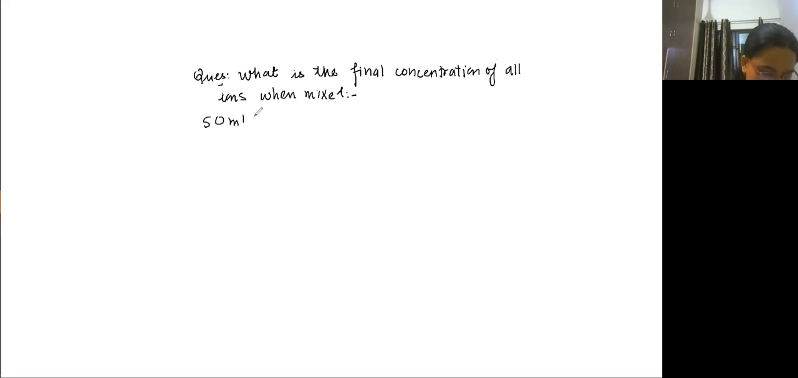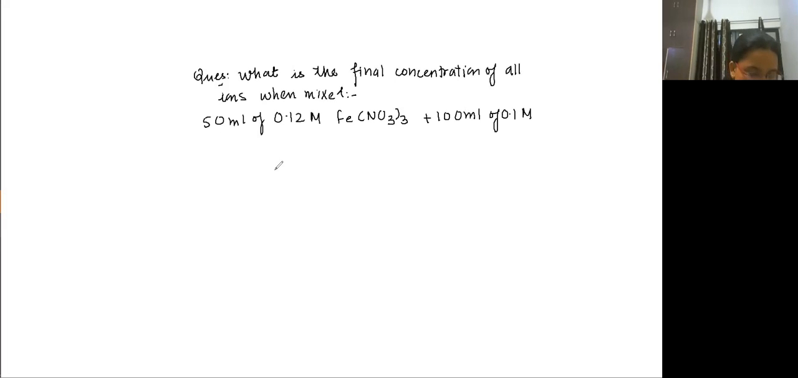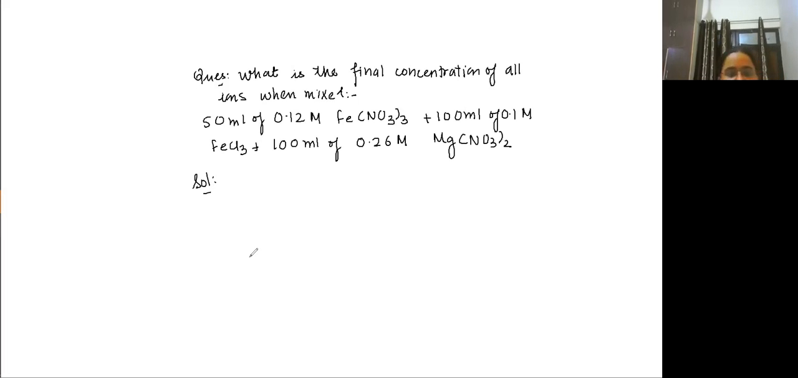50 ml of 0.12 molar FeNO3 plus 100 ml of 0.1 molar FeCl3 plus 100 ml of 0.26 molar magnesium nitrate. Now tell me, this contains how many ions?